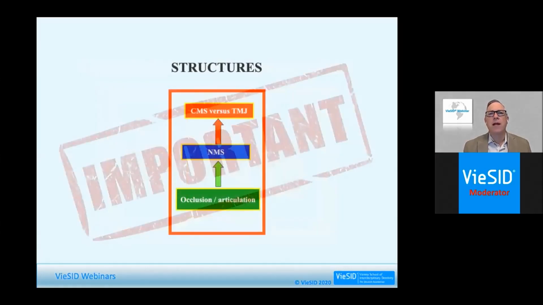Within this cybernetic model of the masticatory organ, we're especially concerned with three structural units on the left side of the diagram. These are the occlusion, the neuromuscular system, and the cranio-mandibular system, which we'll define shortly.